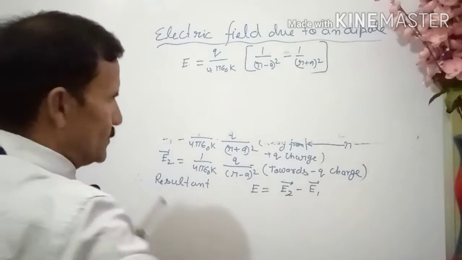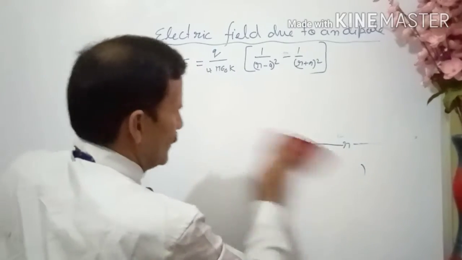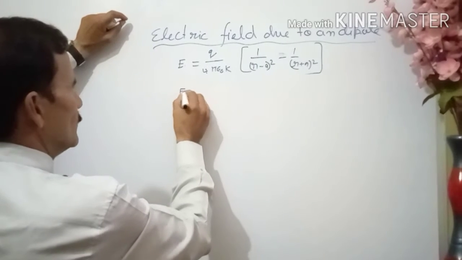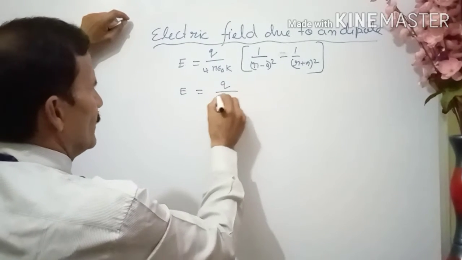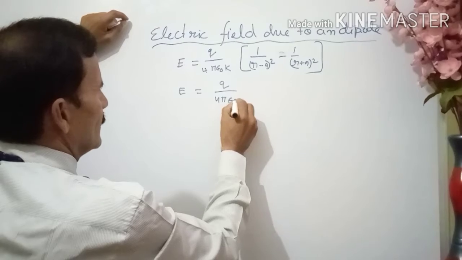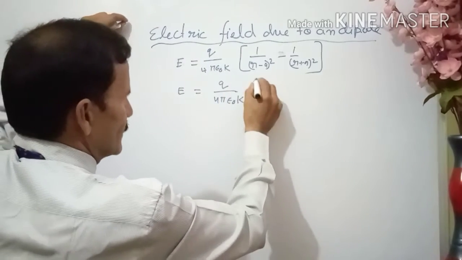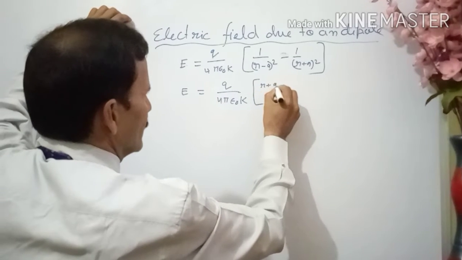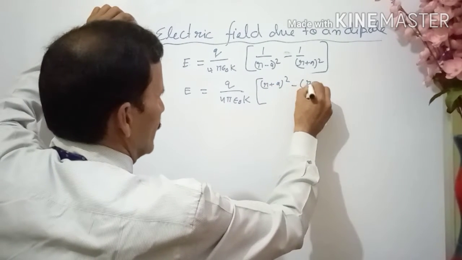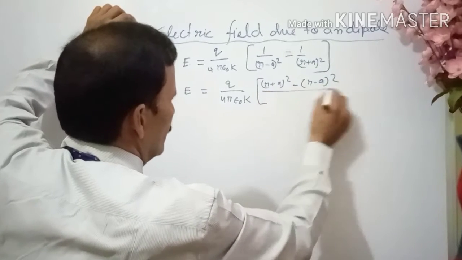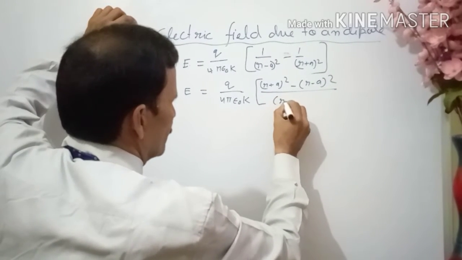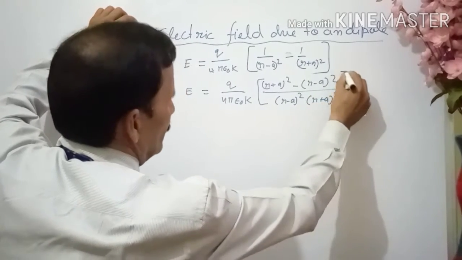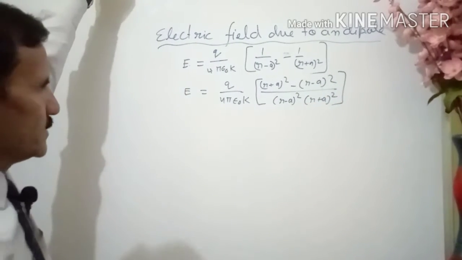Now calculate it. When you calculate, what will you get? E is equal to q upon 4 pi epsilon naught k. If there is free space, write k is equal to 1. It is equal to nothing but (r plus a) whole square minus (r minus a) whole square, whole divided by (r minus a) whole square (r plus a) whole square. Very simple, we are taking LCM.